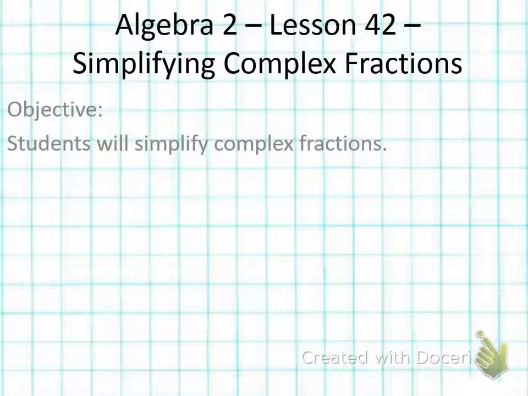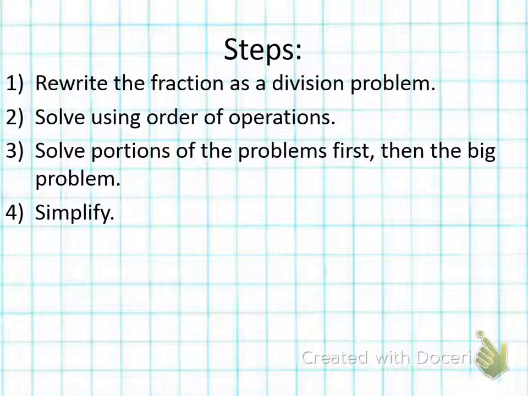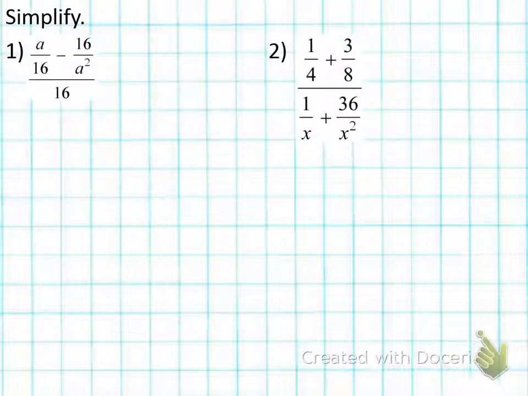Okay, this is lesson 42, simplifying complex fractions. This is more of what we did last Friday, so we're just going to continue on. The steps are the same as last week. Rewrite the fraction as a division problem, solve using order of operations, and solve portions of the problem first, then the big problem, okay? It'll kind of all come together when we simplify it.